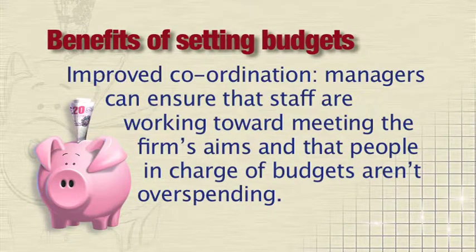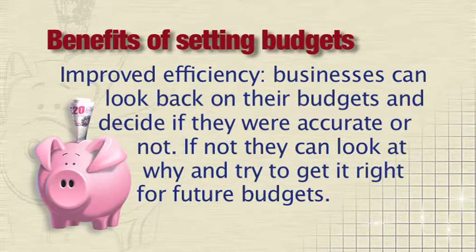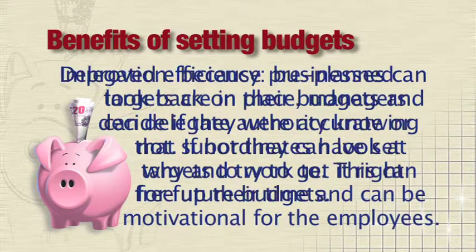Improved coordination. Managers can ensure that staff are working toward meeting the firm's aims and that people in charge of budgets aren't overspending. Improved efficiency. Businesses can look back on their budgets and decide if they were accurate or not. If they're not, they can look at why and try and get it right for future budgets. This is something we'll look at a bit more when we go through the variance analysis.